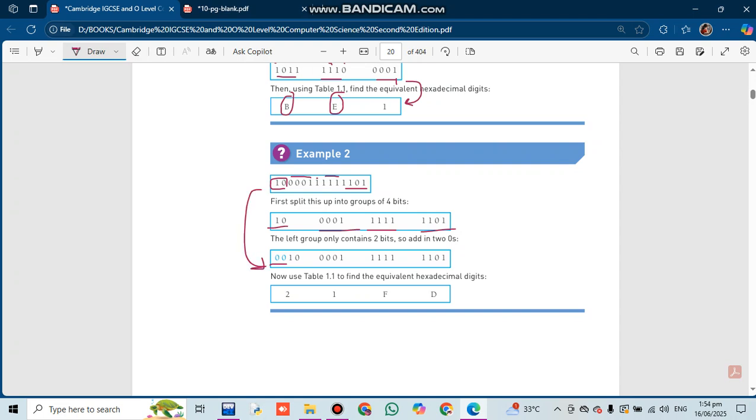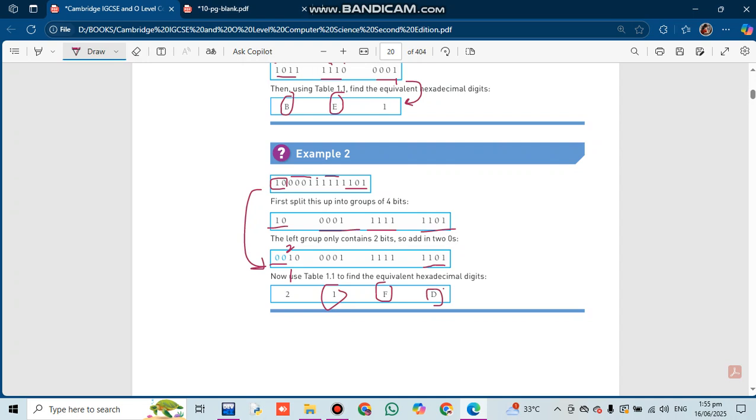Now the same procedure we will revise. 1101, it is 1, 2, 4, 8, and 13 will be represented by D. This is 1, 2, 4, 8, and it is 15, that would be represented by F. It is 1, so it will be written as 1, and the next is 1, 2, so we will write 2 over there. So the correct answer is 21FD.